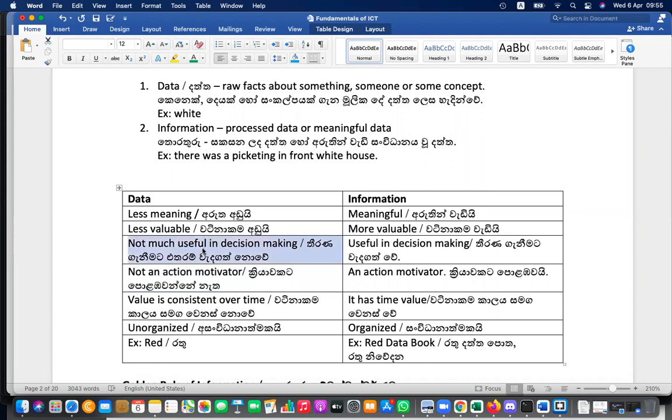So it is not useful in decision making, right? Not much useful. It is uncategorized. For example, a color, height, width, length, some number is uncategorized. Those are called data.